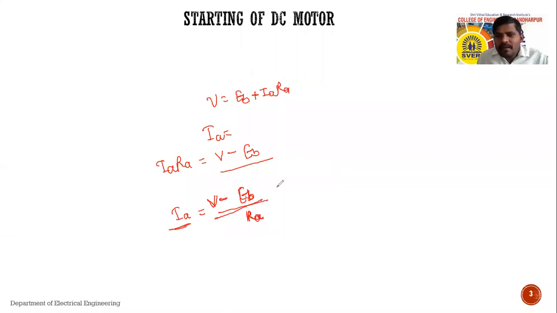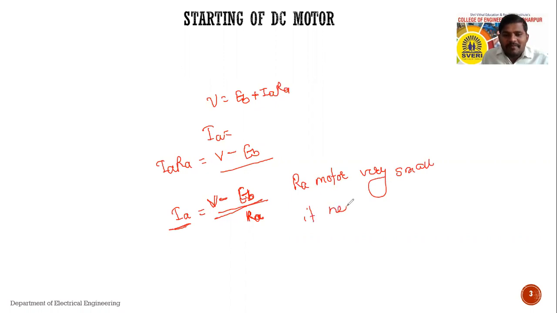See, the armature resistance of the motor, RA, is less than 0.5, or somewhat we can say less than 1. So the armature resistance RA of the motor is very small, or it may be negligible. Whatever armature resistance values we used when solving problems for generators, the value is somewhat 0.2, 0.5. That means it is less than 1.